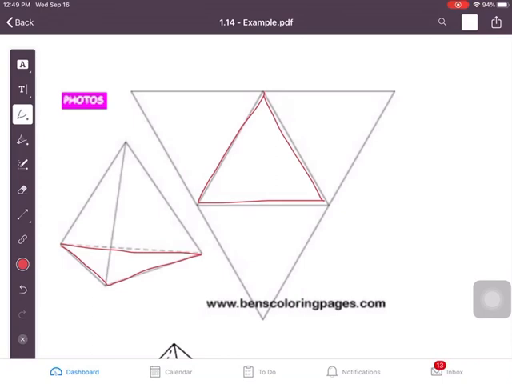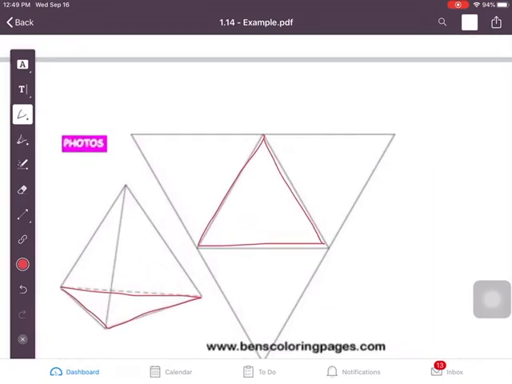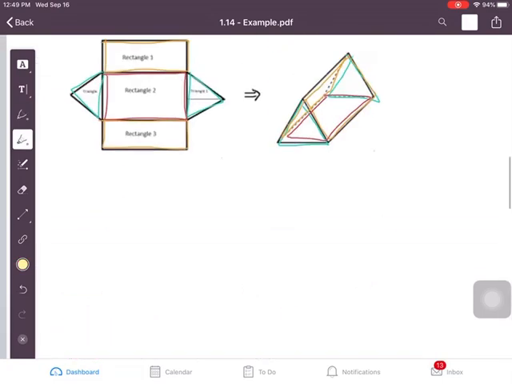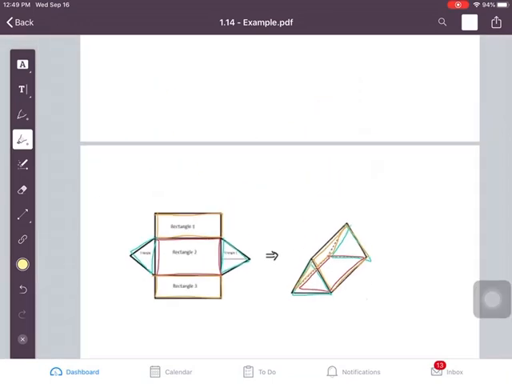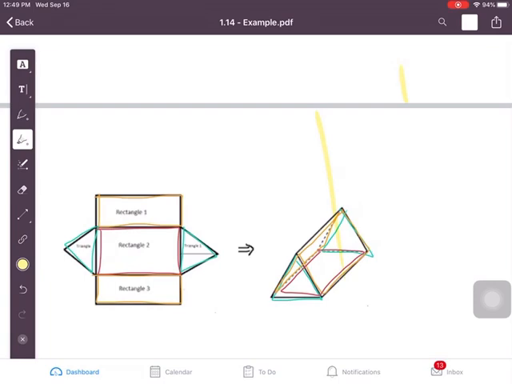And remember the difference between a pyramid and a prism. A pyramid always comes to this point at the top, okay? You see how in a rectangular prism, there's not that one point where all the sides come together, okay? See that in the other one.